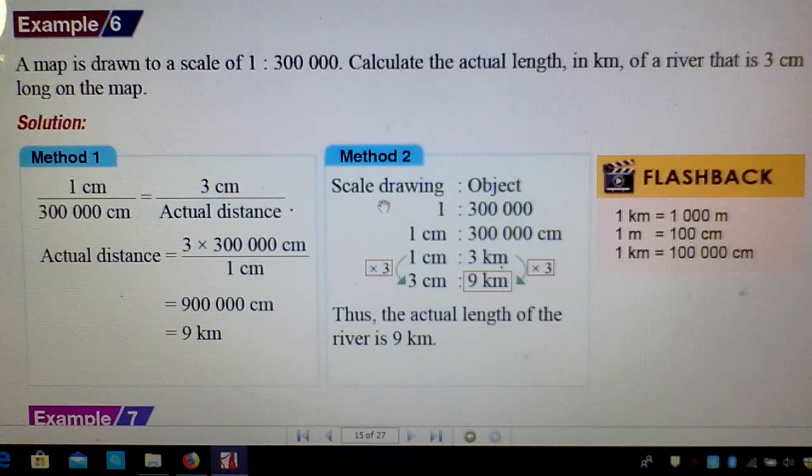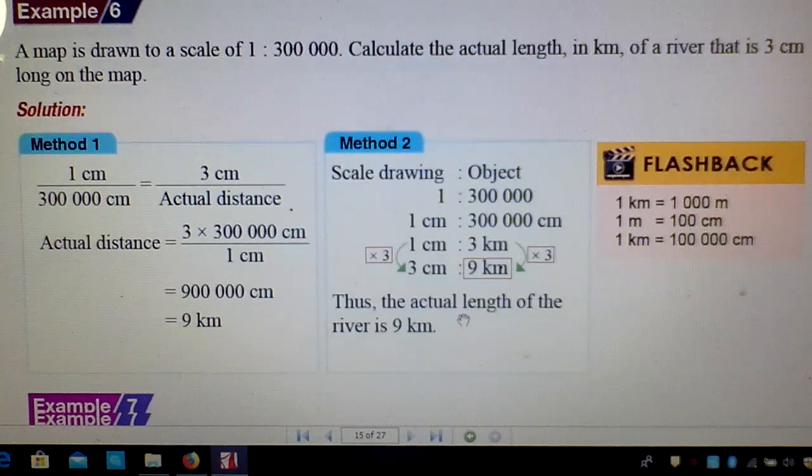Okay, or the other method, the ratio of scale drawing to the object. So we have scale drawing 1, object 300,000. 1 cm represents 300,000 centimeter. So you want here 3 cm. Both sides multiply by 3 cm. So 1 times 3, 3 cm. 3 times 300,000, 900,000 cm. So the answer is also 9 km. Okay. So it depends on how you solve it. If you understand this method, you know how to use the formula, you can use this one. If you understand the proportional method, you can also use method 2.